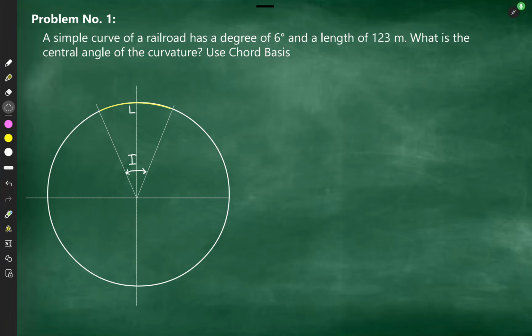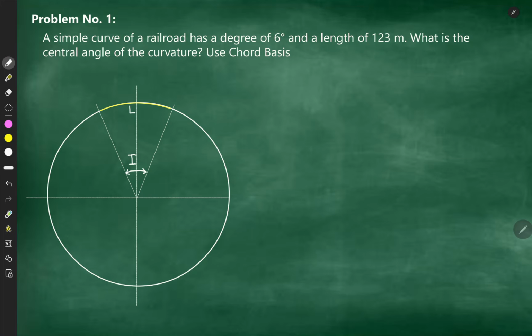Hello, so this time we will be having our problem number 1 with our topic simple curve. I hope you can still remember the different elements of a simple curve as well as the different formulas involving simple curves. For our problem number 1, a simple curve of a railroad has a degree of 6 degrees and a length of 123 meters. What is the central angle of the curvature using chord bases?